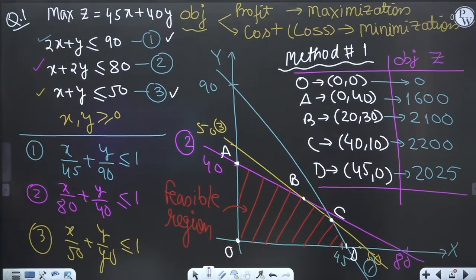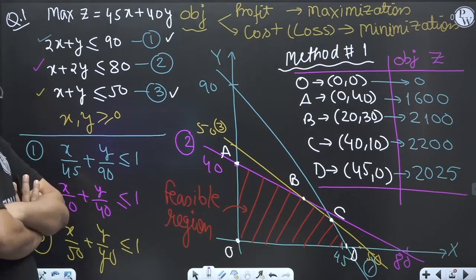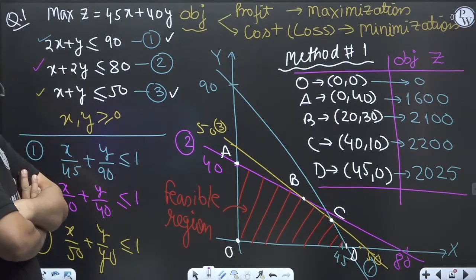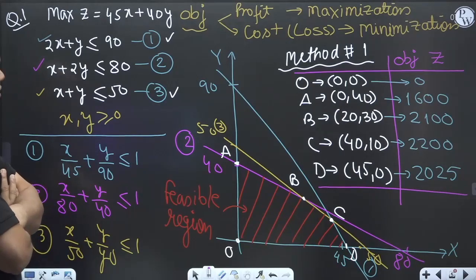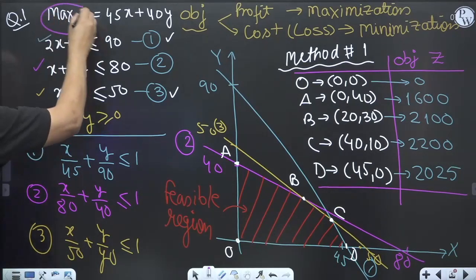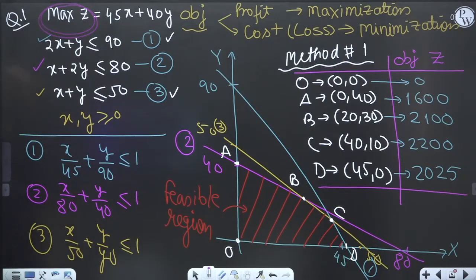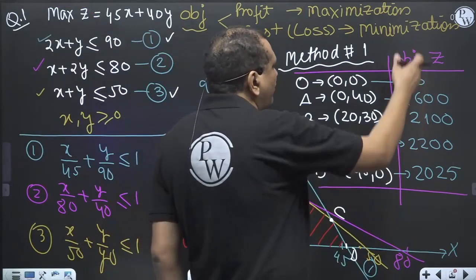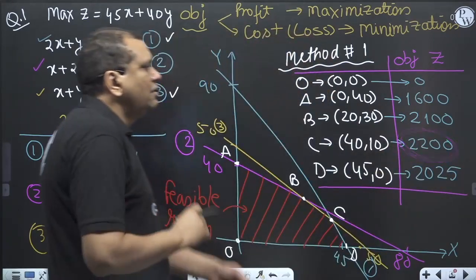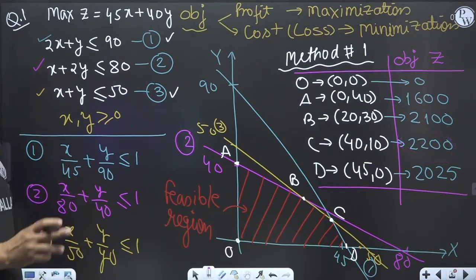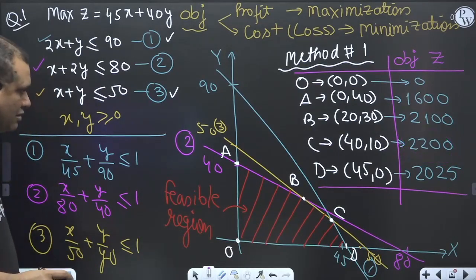So find out the corner points of the feasible region, and on those points find out the value of the objective function. Now see here, the objective function is a maxima function. So now, what is the maximum value of the objective function? 2200.